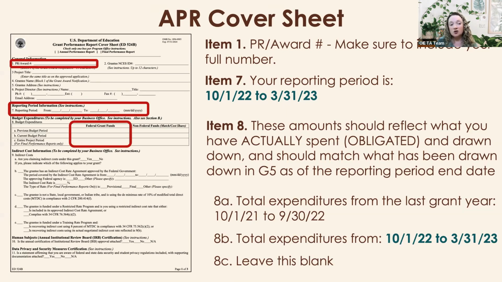And then 8C, you're going to leave blank. Notice how it says for 8C for final performance reports only. And this isn't your final performance report. This is just your final APR. So 8A and 8B, you will complete. 8C, you will leave blank.